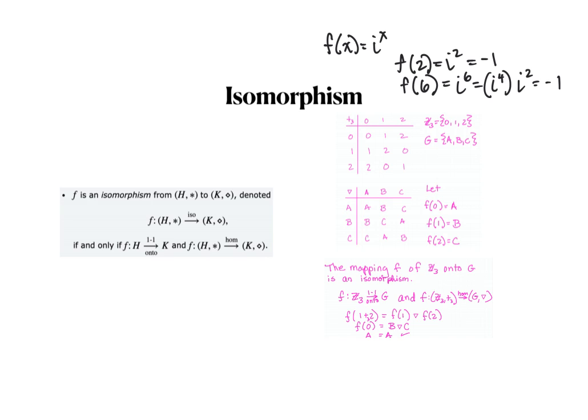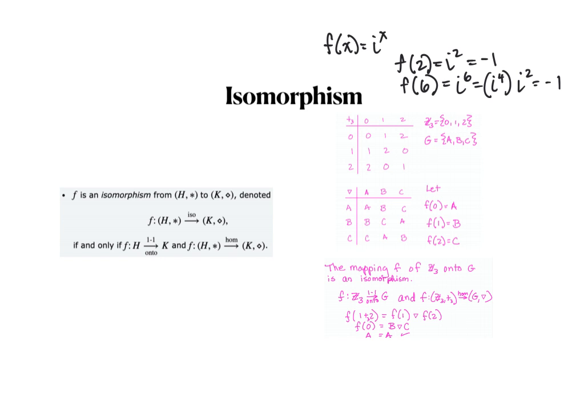First, you should notice that my function F is one-to-one. 0 gets mapped to A, 1 gets mapped to B, 2 gets mapped to C. I do not have two arrows going into the same location, so the first requirement is met. It is one-to-one. It is also onto. Every element of G has an arrow going in. So the next thing I need to consider is whether or not it is homomorphic as well.